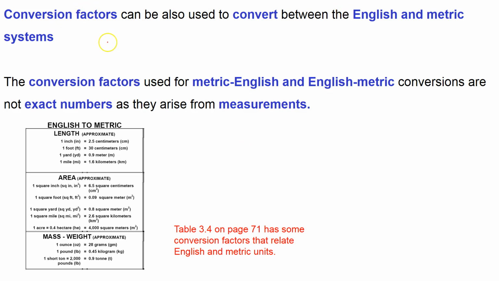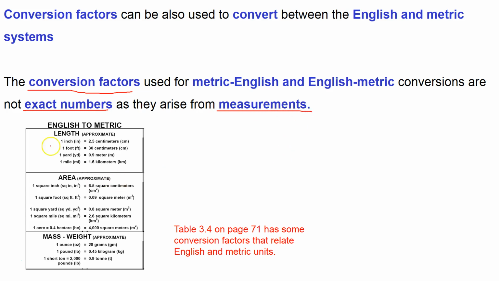So we've looked at conversions between different units within the metric system, and we looked at conversions between different units within the English system. It's also possible to convert between English and metric and vice versa. Now, it is important to realize that these conversion factors we're going to use between metric and English are not exact numbers, because they're not based on unit definitions, they're based on measurements.